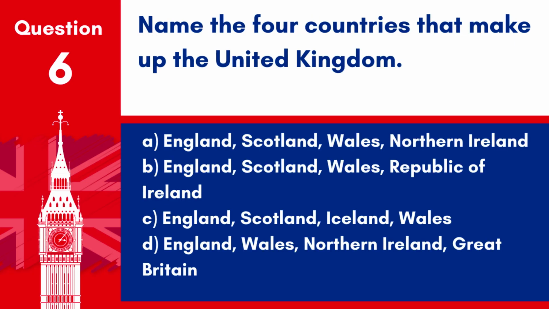Question 6. Name the 4 countries that make up the United Kingdom. A. England, Scotland, Wales, Northern Ireland. B. England, Scotland, Wales, Republic of Ireland. C. England, Scotland, Iceland, Wales. D. England, Wales, Northern Ireland, Great Britain. Answer: A. England, Scotland, Wales, Northern Ireland. The United Kingdom is made up of 4 countries: England, Scotland, Wales, and Northern Ireland.